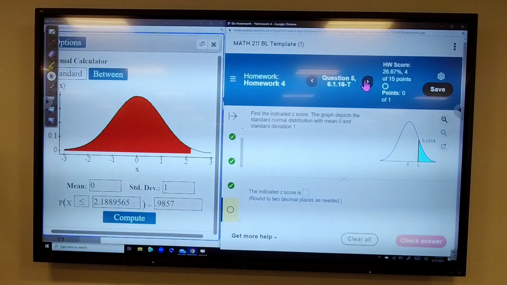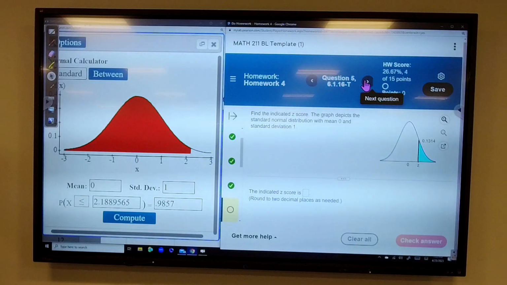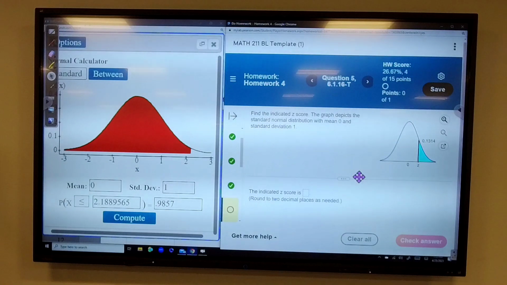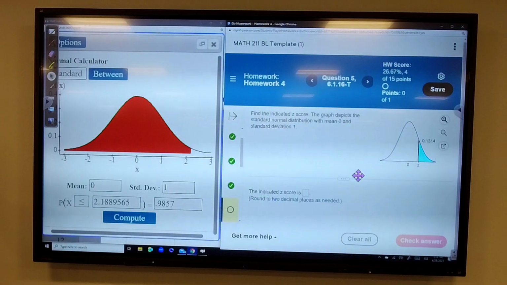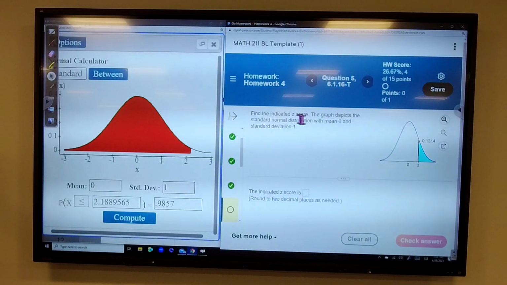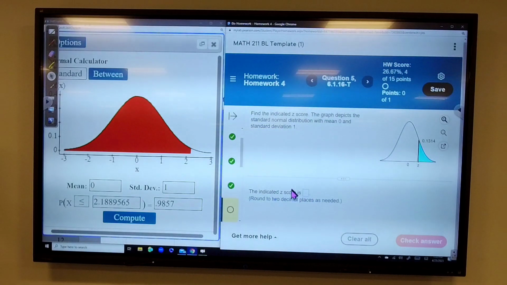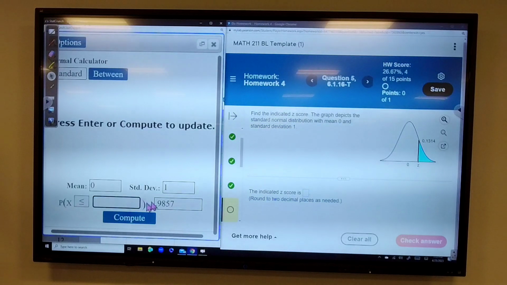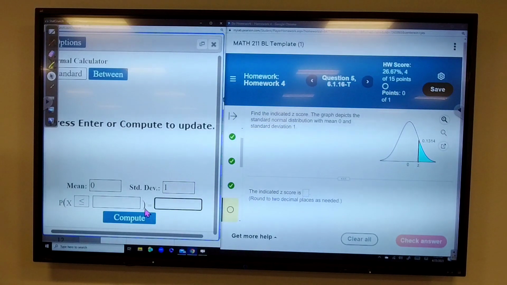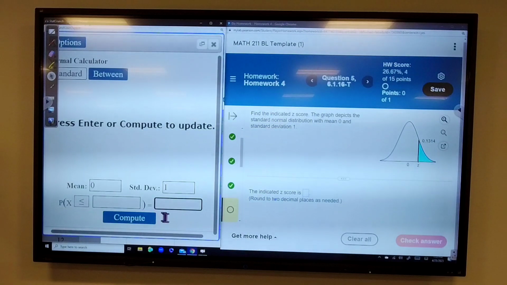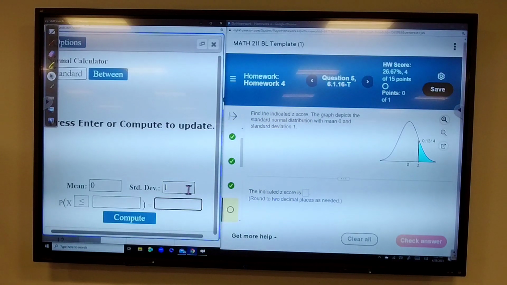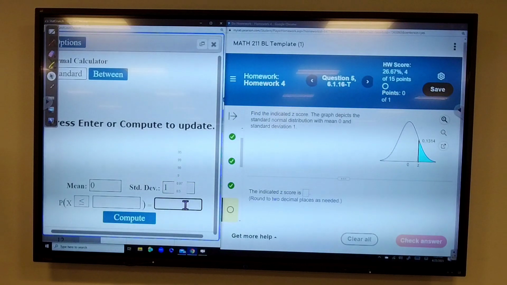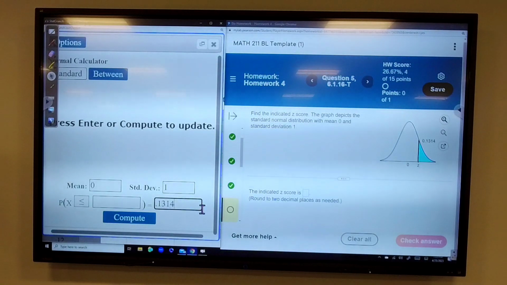Question 5, and then we'll take a quick break. So, find the indicated z-score. The graph depicts a standard normal distribution. It's about to start being important that we look at those details here in a moment. Mean is 0, standard deviation is 1. They've given me an area. So I will have to type it into the box for the area. 0.1314.